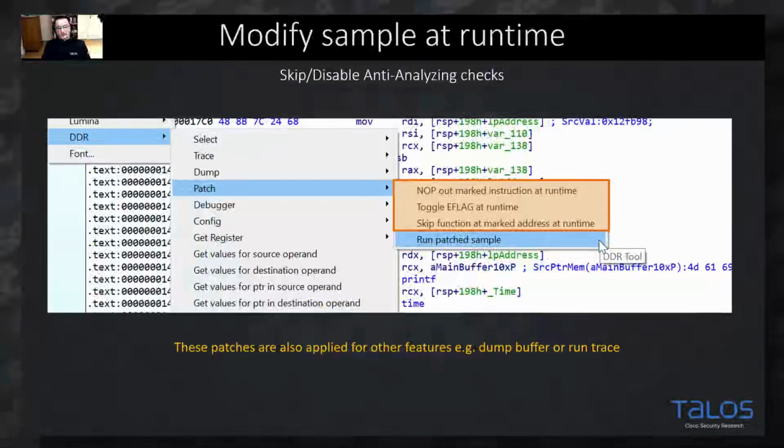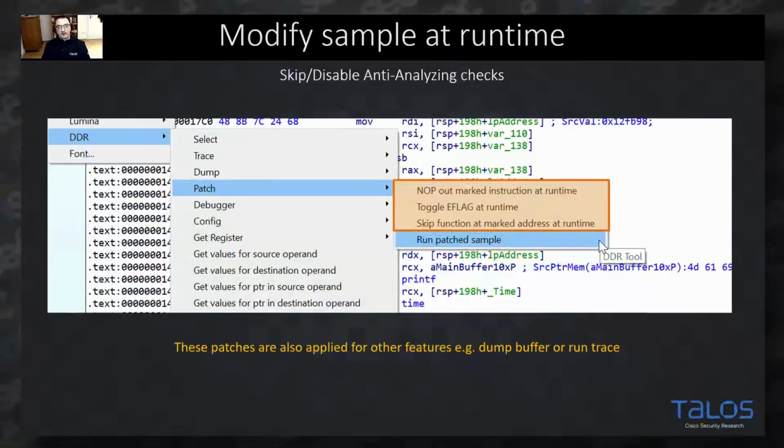Of course, today malware often comes with anti-analysis checks. And if you want to disable and patch these anti-analysis checks, you have 3 different options. You can either use the knob out functionality by marking these instructions which you want to disable, and then they are getting knobbed out at runtime.